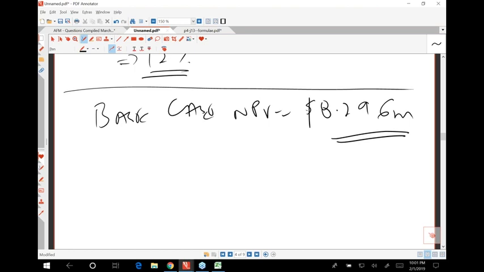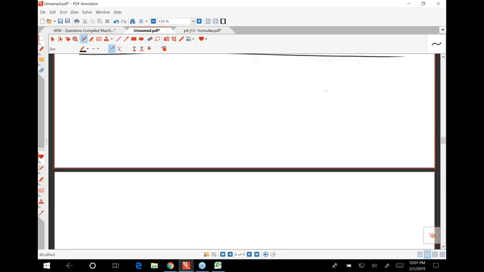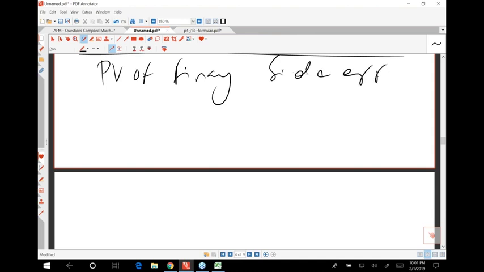Okay, now let's discuss. The next situation is the concept of present value of financing side effects. What we have done up till now is that we have assumed that the project is 100% equity funded, but we do know that this is not how it is. So what are we going to do now?